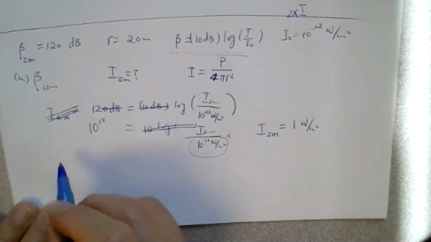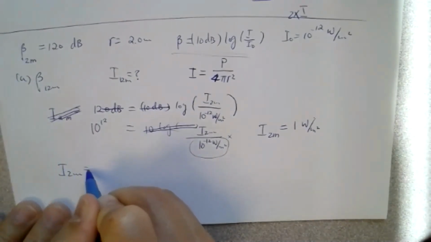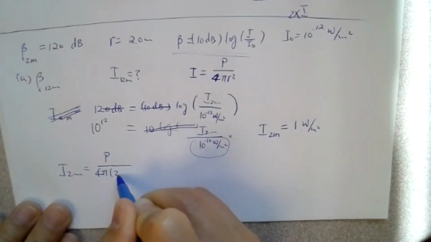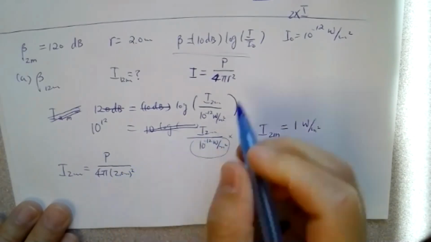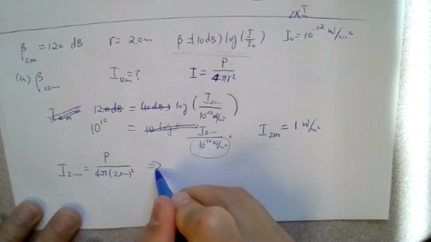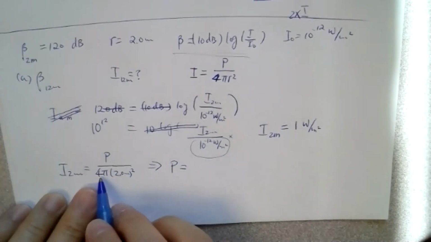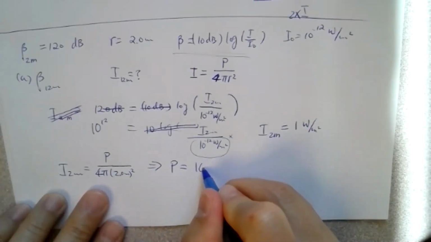Now, given that I at 2 meters should be equal to the power divided by 4 pi times 2 meters squared, in this equation, you can calculate your power. So this is 2 squared times 4, which is 16 pi.